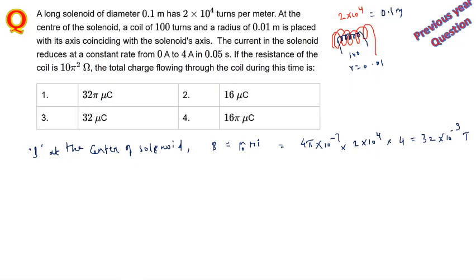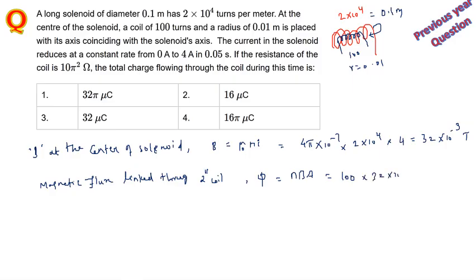Now, next one, the flux linked. See what is going to happen in the first case. The flux is linked to the secondary coil. So I just mention here, magnetic flux linked through the secondary coil is phi is equal to n into B A. Now the n value is already given, that is secondary coil 100 turns. B value we already found, that is 32 into 10 power minus 3, and the area here is pi r square, so pi into the r value given, that is 0.01 square.